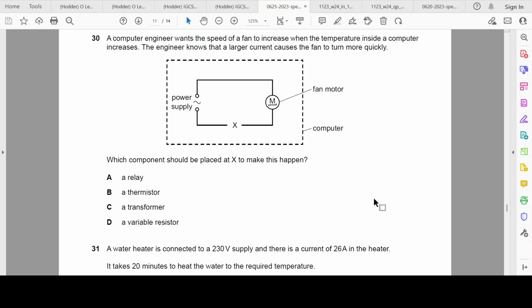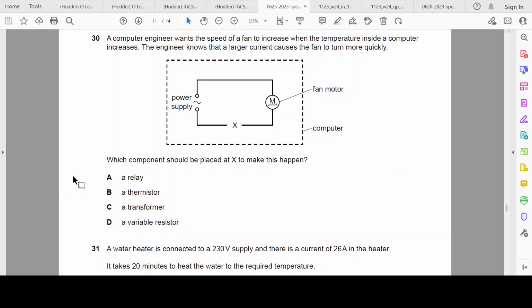Very good. So you need to know the reasoning behind your own answer. A thermistor is a variable resistor. The difference is that it is temperature dependent, and as the temperature increases, the resistance decreases. When the resistance decreases, more current is allowed to pass through, and that is exactly what the engineer in this question wants. He wants more current to pass through when the temperature increases to increase the fan speed, thereby keeping the computer cool.